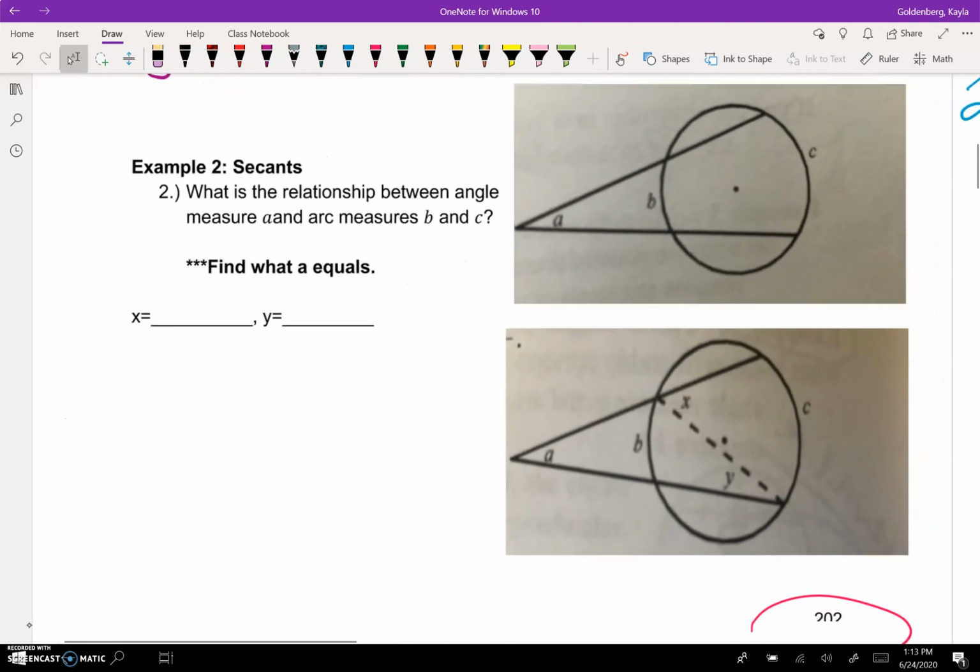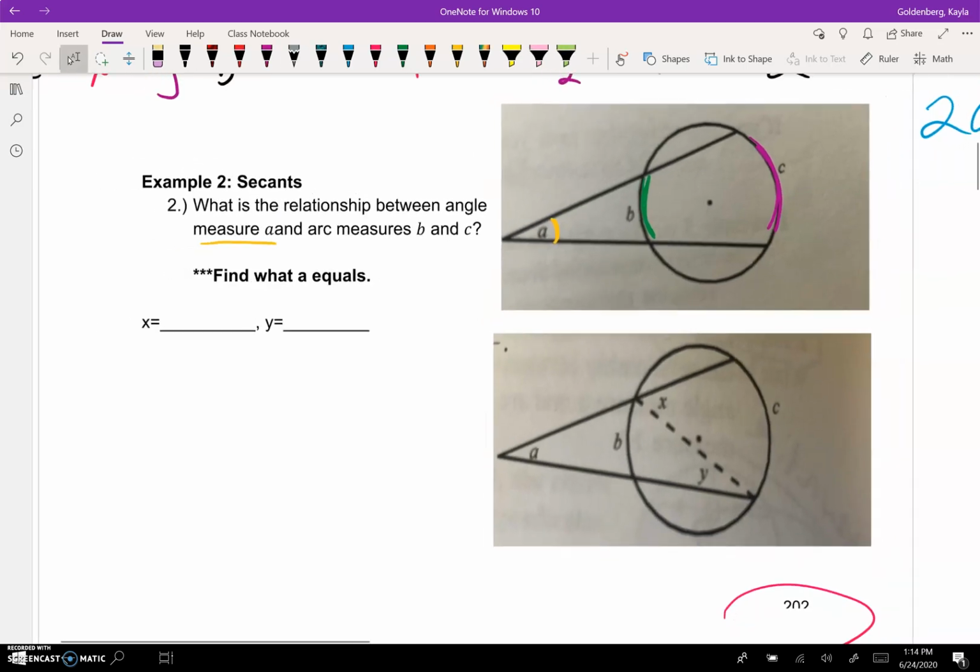Example 2 is about secants. And the question says, what is the relationship between angle measure A, so this angle here, and arc B and arc C? So arc B, so I wanted a different color for that. I'm going to make it green. Arc B and arc C. So notice that our angle measure A creates both of those arcs. So the question is to think about, how do they relate to each other?